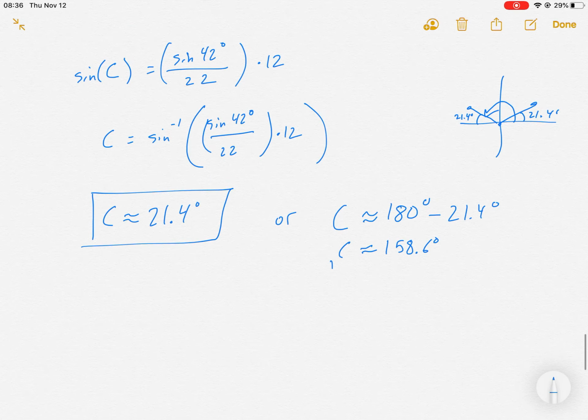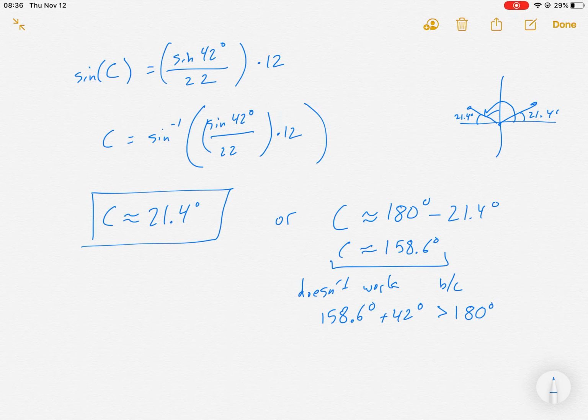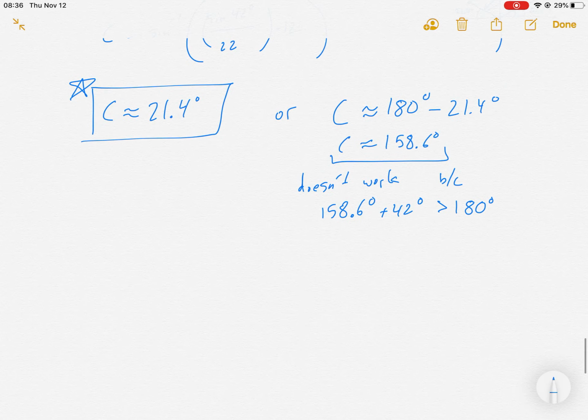However, this doesn't work in this case, because if I add up the 158.6 plus the angle that was given to me, which was A, which was 42, this is already going to be greater than 180 degrees. So it doesn't work because the fact of the matter is the angles in a triangle have to add up to 180 degrees, and that doesn't work. So in this case, there's no ambiguity. We know that that angle is 21.4 degrees. Now we can solve for B.